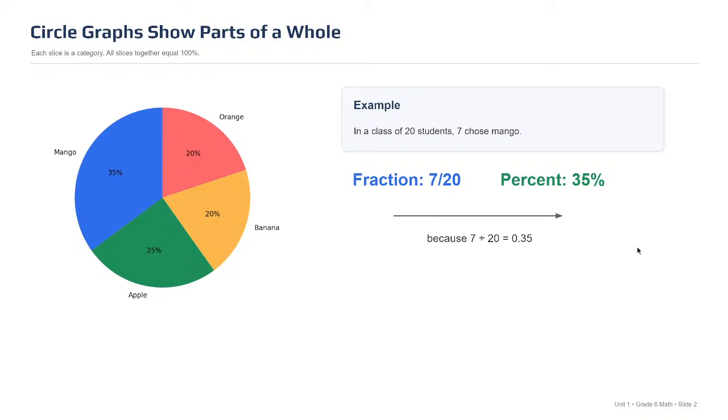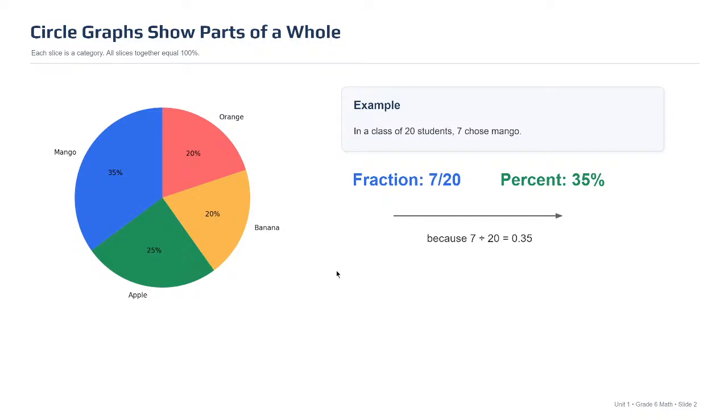Circle graphs show part of a whole. For example, in a class of 20 students, 7 chose mango. So you should do 7 divided by 20, which is 35%. And then the mango is in blue, so it's 35% mango.